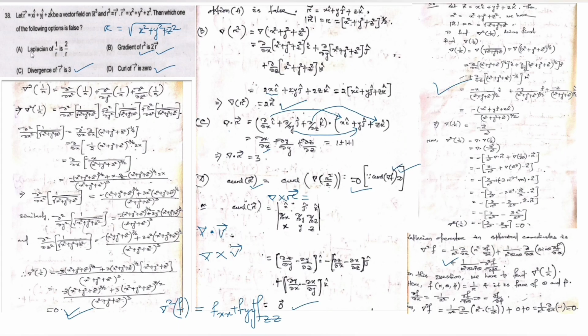So here you can see the statement given in option A is false. We have to choose option A.